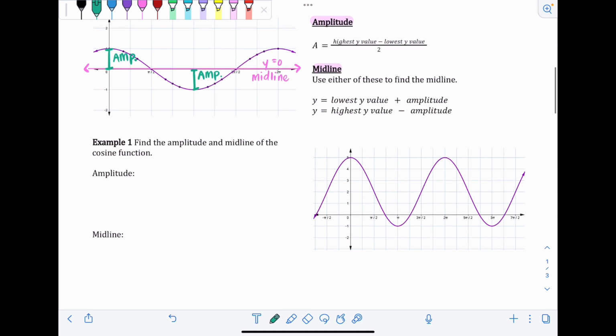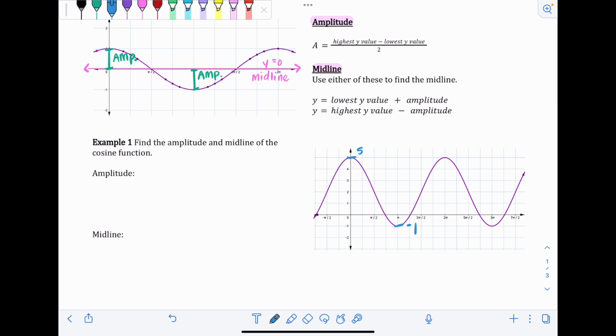Midline is just going to be a horizontal line that cuts the graph in half. So to find the midline, I need to look at what is the highest point and what is the lowest point. The highest point on my graph is right here at 5, and then the lowest point is right here at -1. If I want to find the distance between them, there's a few different ways you can do it. You can find the average of the two numbers, where you add them together and divide by 2, or you can just count how many units are between them.